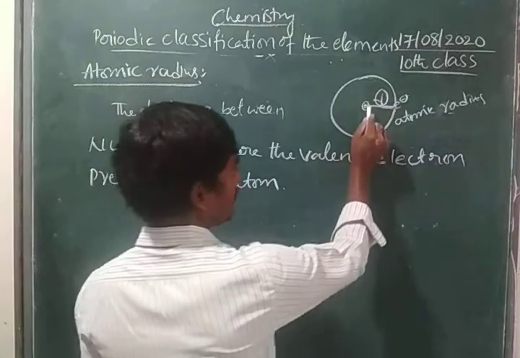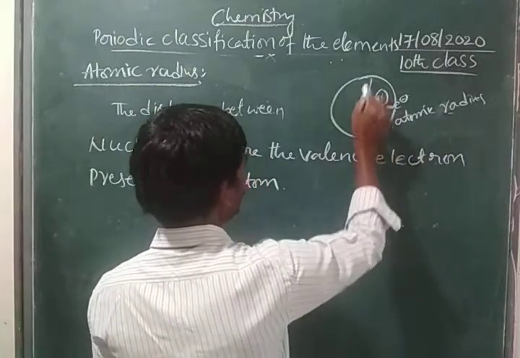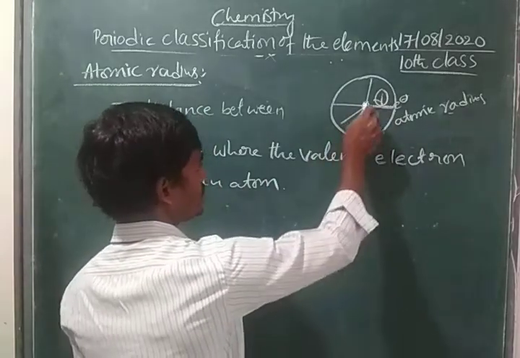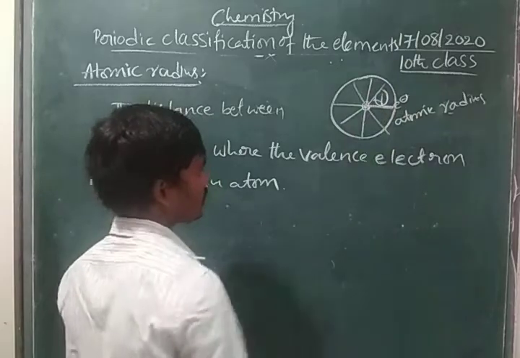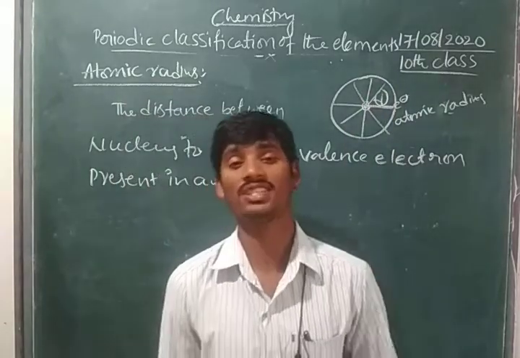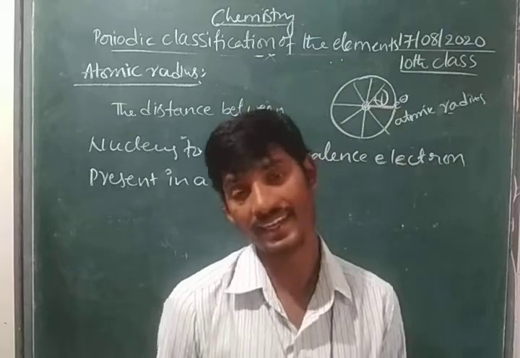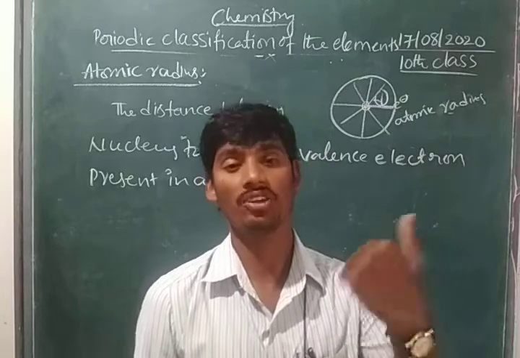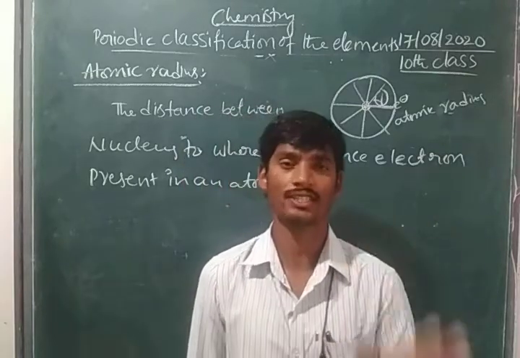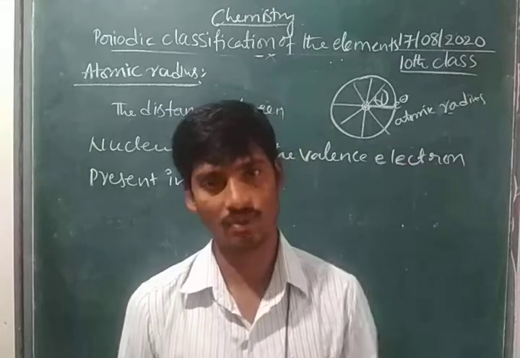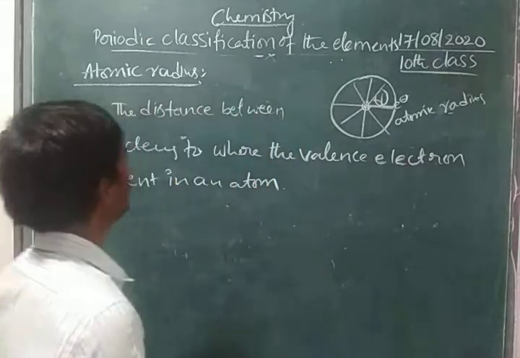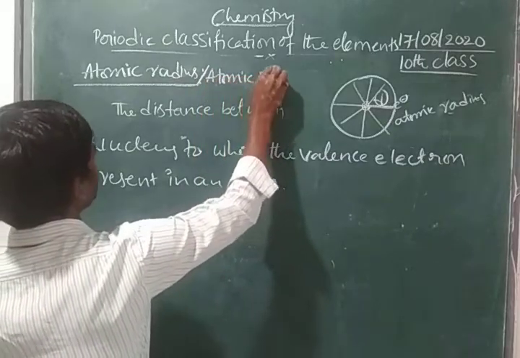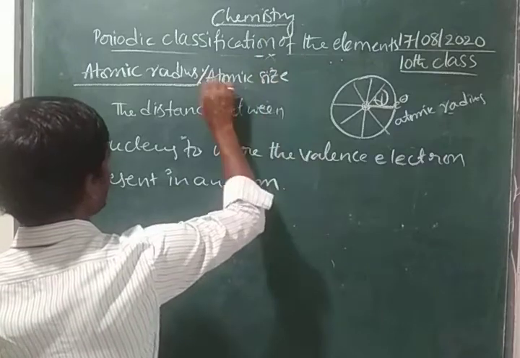Suppose this is one atomic radius, this is another atomic radius, and this is another. When there are a number of radiuses, we consider the plural, which is radii. So that is why we say atomic radii. We call it atomic radius or atomic size.